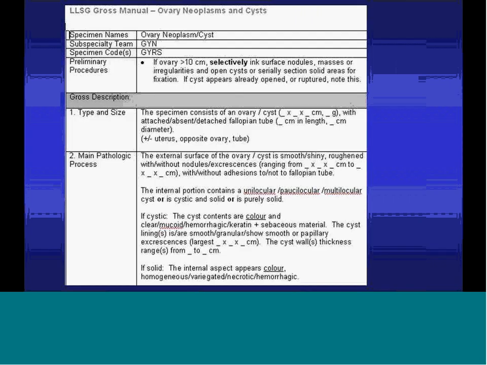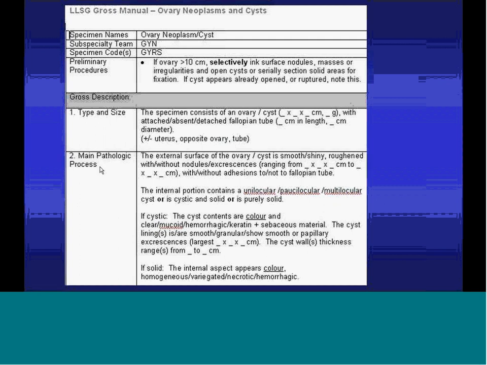This is what our current protocol for grossing ovarian neoplasms looks like, and all of our grossing protocols look relatively similar. There's preliminary procedures detailed here for how to deal with the specimen when it first arrives, for opening and for inking. And then these are our expectations for how an ovarian neoplasm or cyst should be described. The first paragraph is the size of the specimen, whether the fallopian tube is attached, and all the other organs that may or may not be with it.